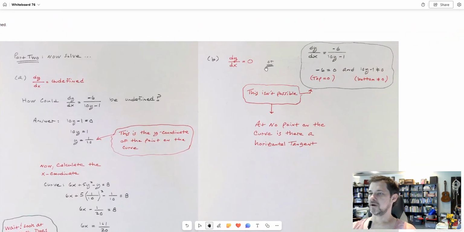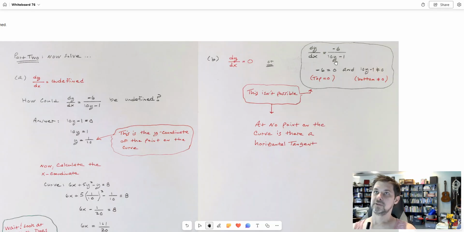Let's do part B. Part B asks, where is the tangent line horizontal? That would amount to the derivative being 0, because that's what it means for a slope to be horizontal. Now, translating that into our question, here's my derivative: negative 6 over 10y minus 1. What's it going to take for that to be 0? Well, that's a fraction. Here's how division would work to get me 0. This is just arithmetic. To divide and get 0, you divide 0 by some number besides 0.